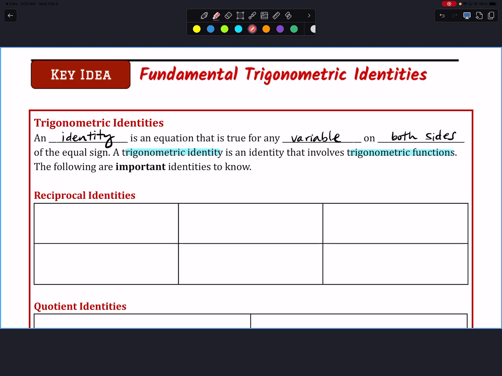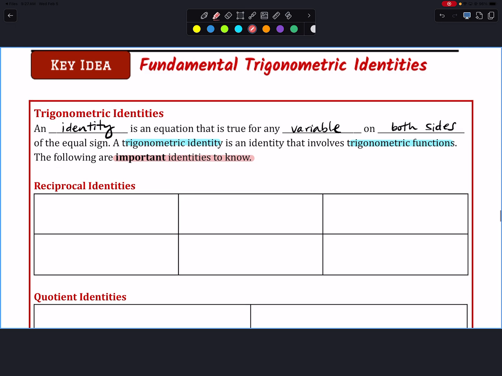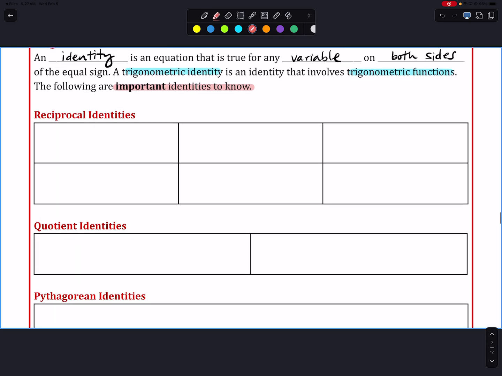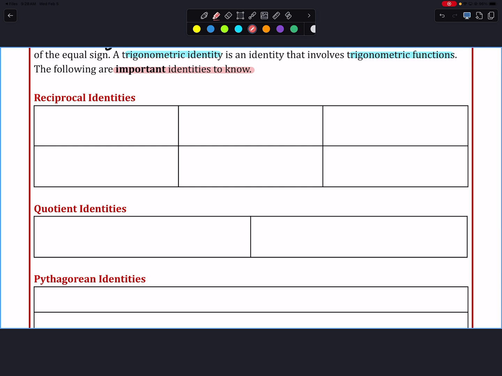And when I say that they're important to know, I really mean that you have to know these. You have to know these. Like, make flashcards, write them down everywhere. I don't care. You just need to know these. You already know 6 of them without knowing you know 6 of them.